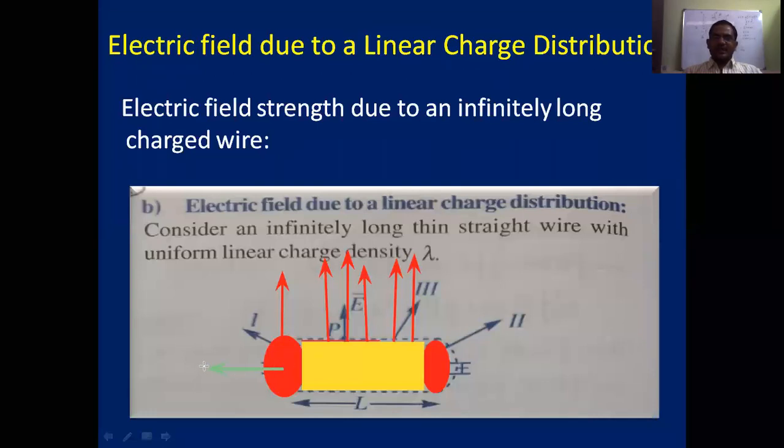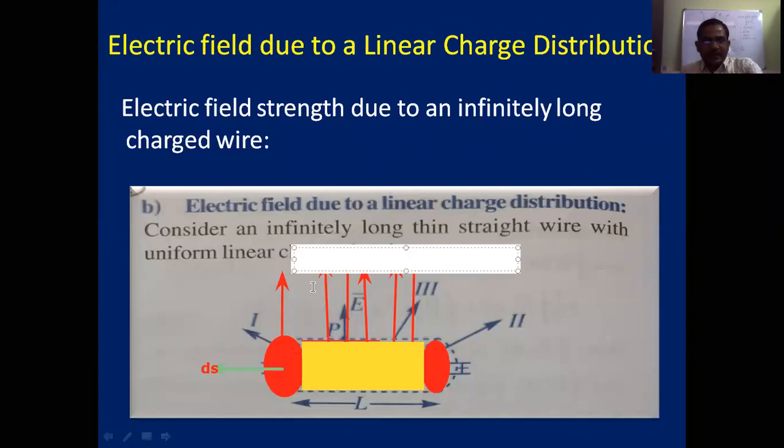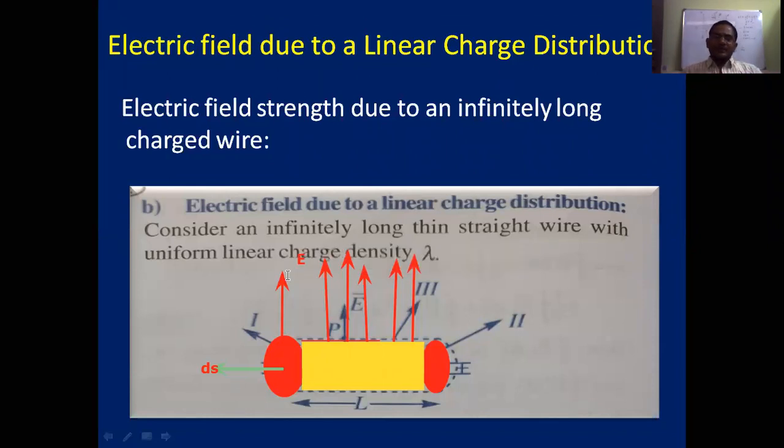So this is the ds bar direction. Here I am writing, so the ds bar direction is this one. So this is the ds bar direction. Here this is capital E direction, the electric field strength direction, that one. Since E bar and ds bar are perpendicular, E ds cos 90 is 0.